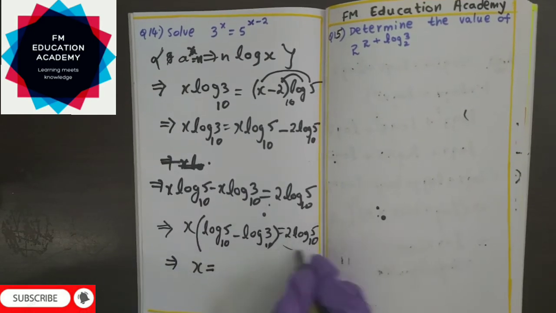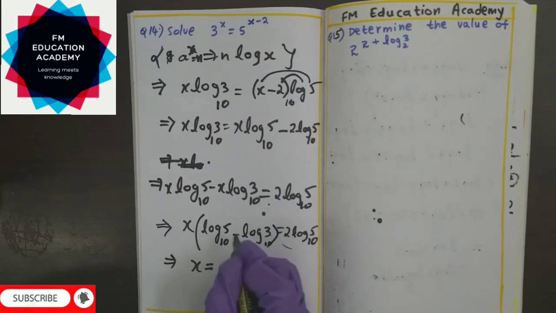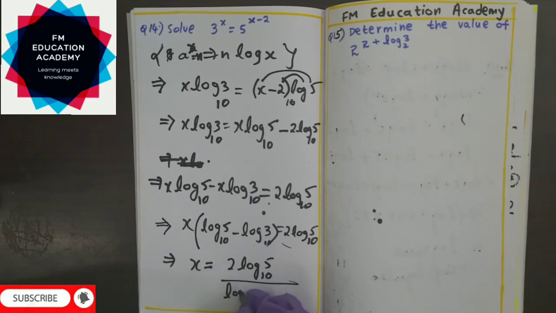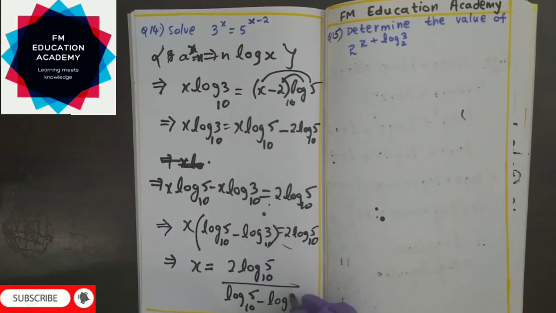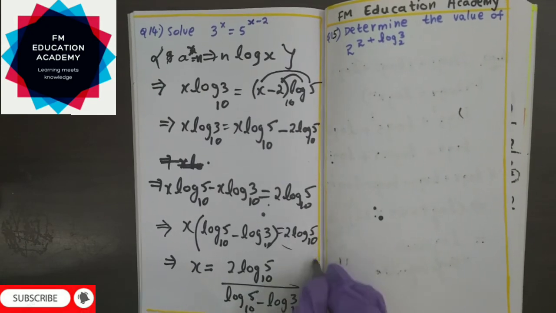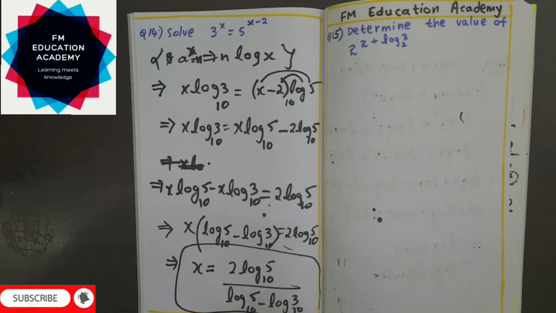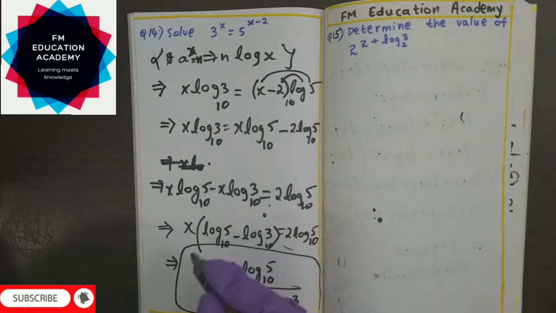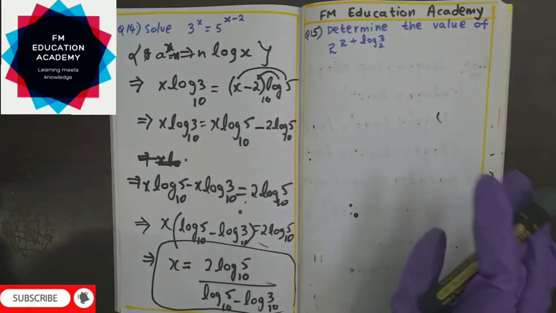Now that implies we want the value of x, right? So x is equal to 2 log 5 to the base 10. Now here this is x into, so the into term, if it goes to that side, becomes divided by. So it becomes divided by log 5 to the base 10 minus log 3 to the base 10. So this is my answer. Since the values of log 5 to the base 10 and log 3 to the base 10 are not mentioned in the question, we will stop here, and this is the value of x.